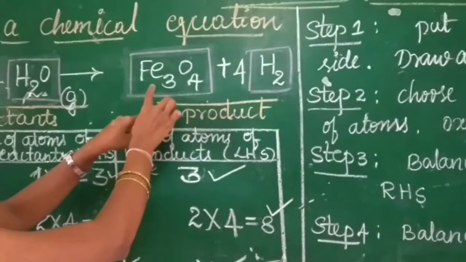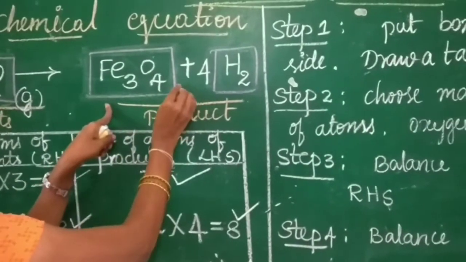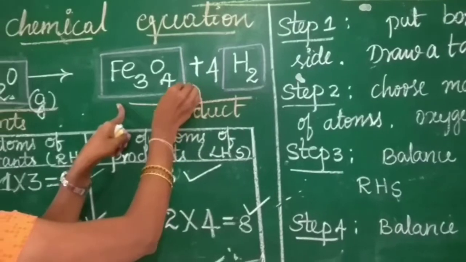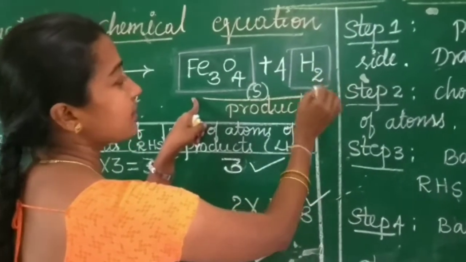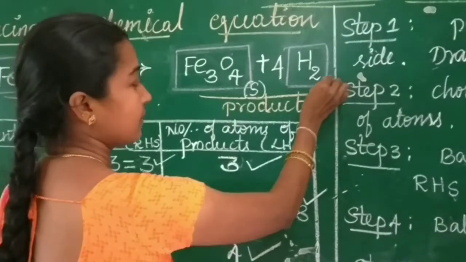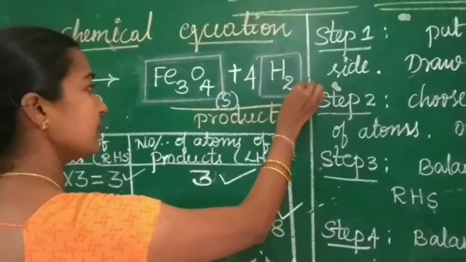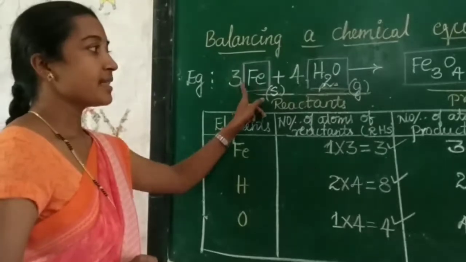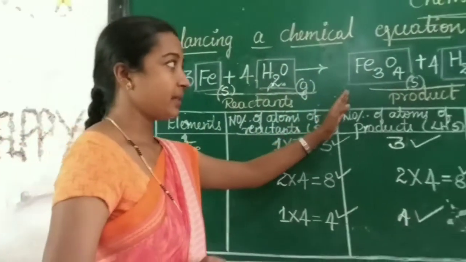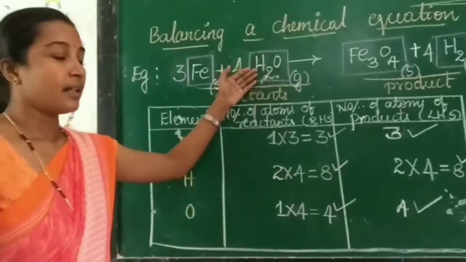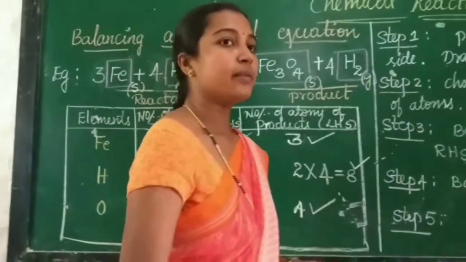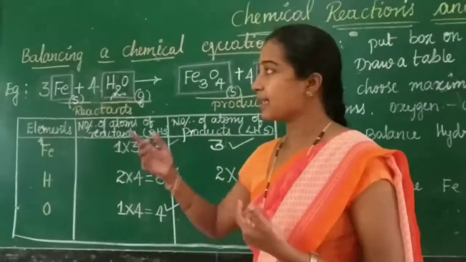And the product is iron oxide. Iron oxide is in solid state. Write S. And hydrogen gas is liberated. The gas is represented by the symbol G. Observe here, this equation is more informative and makes the chemical reaction easy to understand. Dear students, up to now we discussed how to balance a chemical equation.